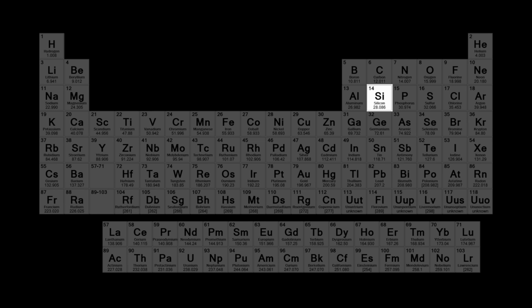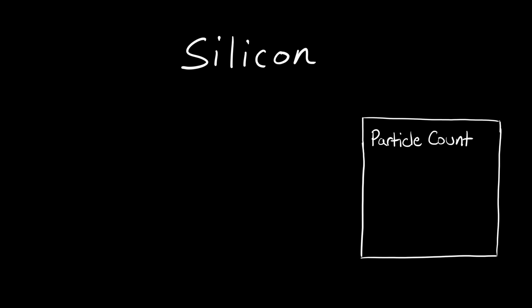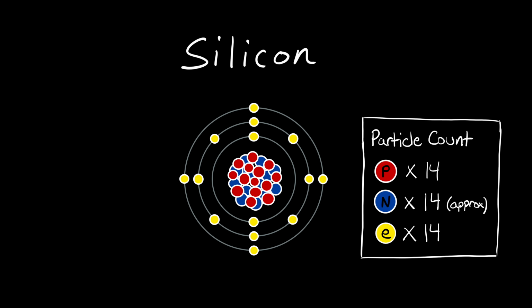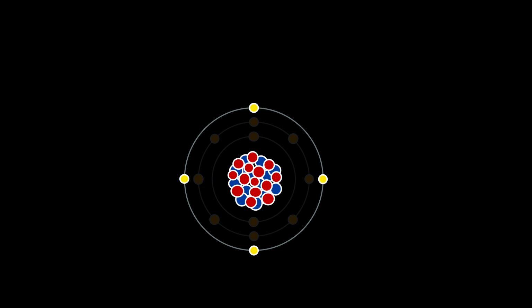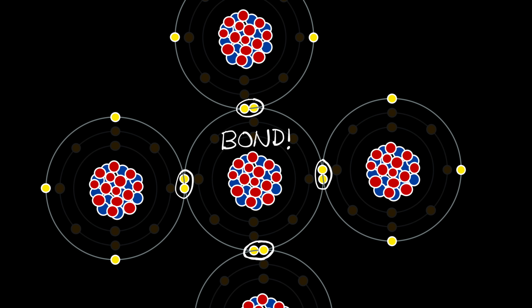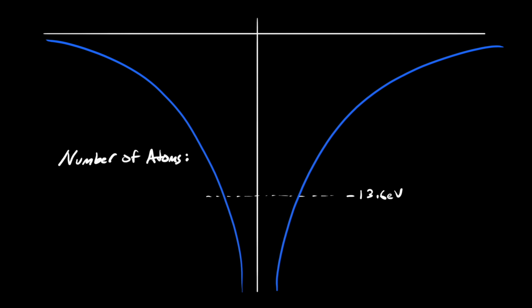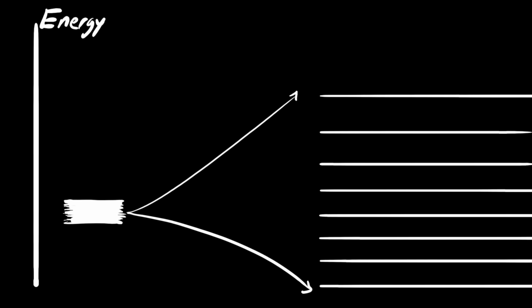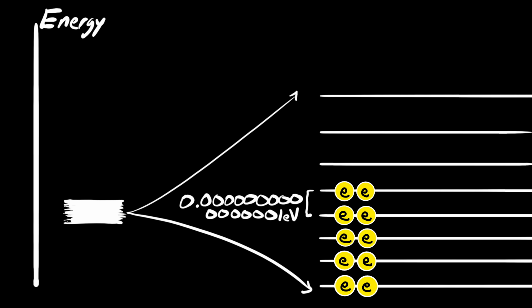Silicon is atomic number 14. So each silicon atom has 14 positively charged protons, some neutrons, and 14 negatively charged electrons. Each silicon atom shares its 4 outermost, or valence electrons, with its 4 nearest neighbors in covalent bonds. In the last video, I explained how the properties of covalent bonds give rise to energy bands in solid materials. If you recall, energy bands are made of many individual orbitals, and each orbital can contain 2 electrons.